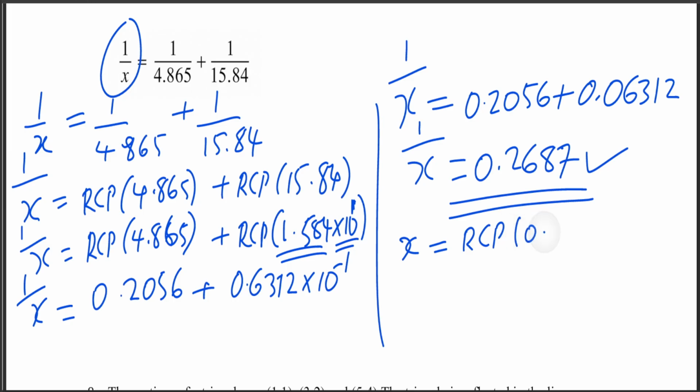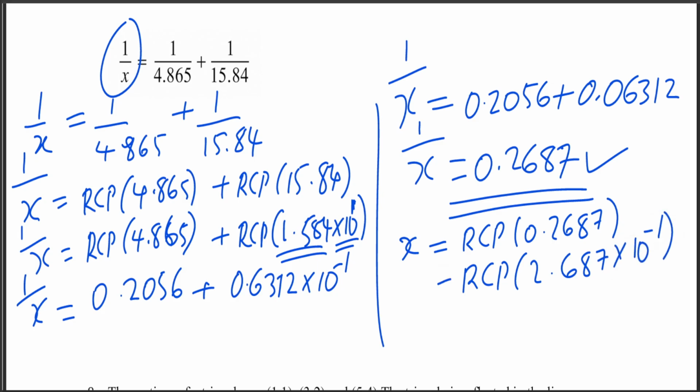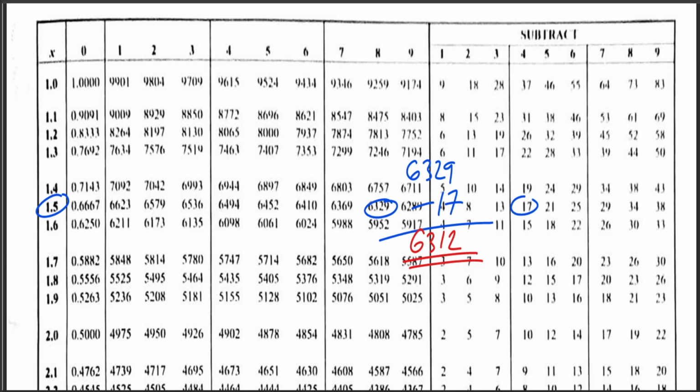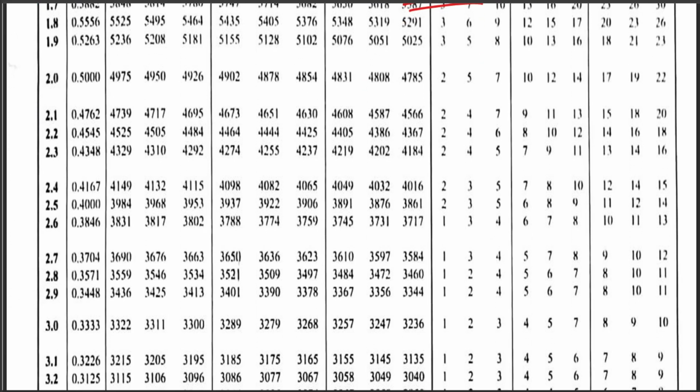0.2687. So 0.2687, which will be written in standard form as 2.687 times 10 power negative 1. So let's search for 2.687. A very tricky question if you are not careful. So 2.687, 2.6 here, 8 and 7 are here. So 3731 minus 10, which would give you 3721.